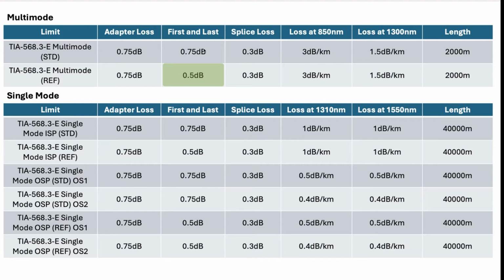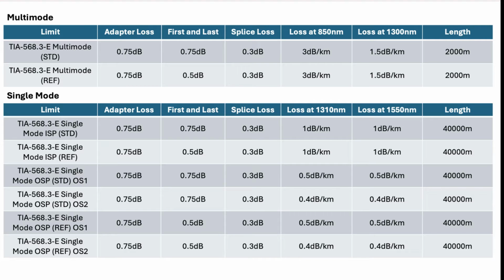Now here's where the difference lies, and that is the amount of loss that we allow for the first connector and the last connector. And we're going to see that this is consistent through all of these. Because we're using test reference cords, which have a much better connector and lower insertion loss for those connectors, we allow less loss for that first and last connector. So if we are using the REF limit, we allow 0.5 dB for the first and last connector.